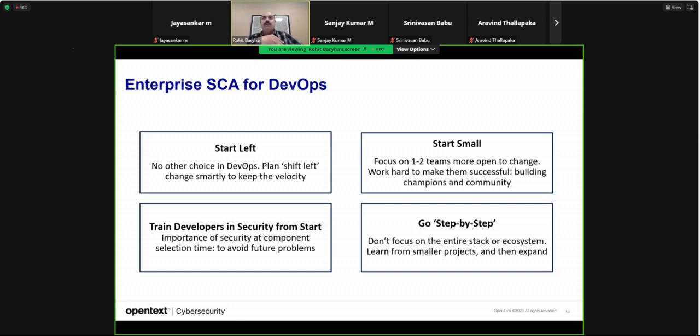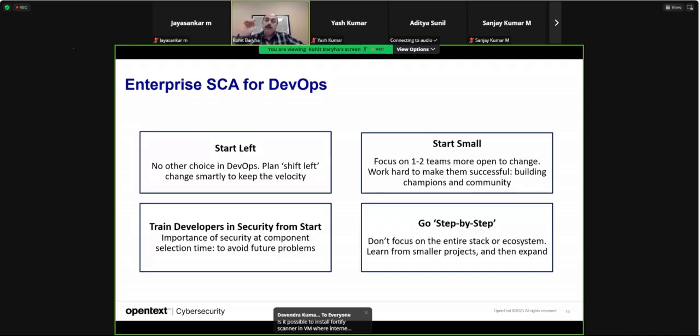And when I say start left, it's not a shift like we used to say in a security environment. This is all about starting left. So the developer is responsible for procuring these OSS libraries in the most secure and safest way possible. The enterprises can always start small, with one or two teams or one or two business units, and then build success stories around it, create champions, and then move towards different business units or different teams in order to redo that success.